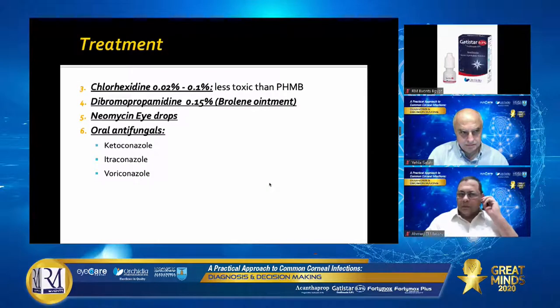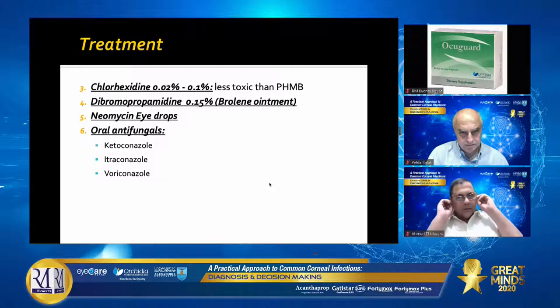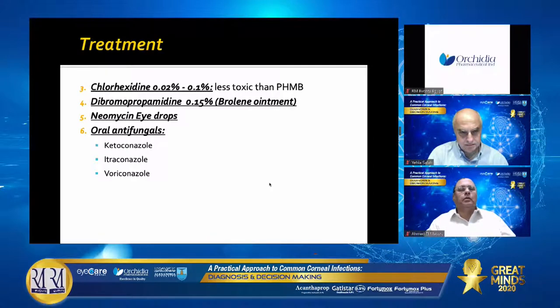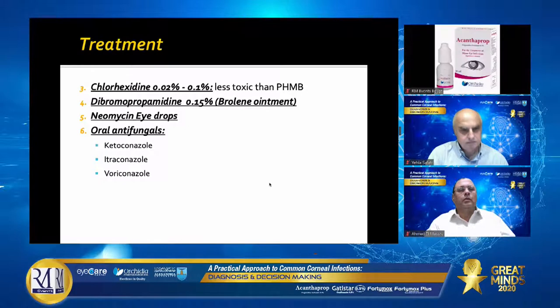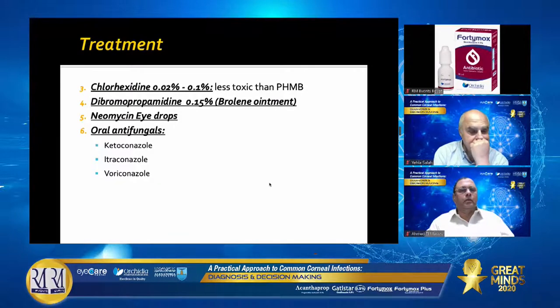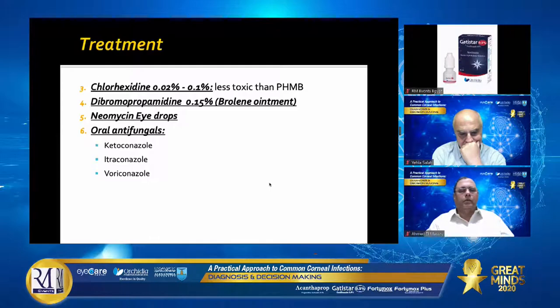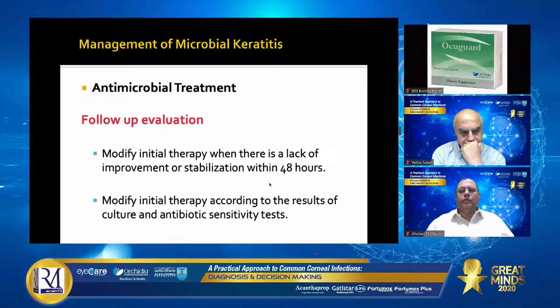Other anti-amoebic drugs: chlorhexidine is very effective, it is also cysticidal and trophocidal, and it has to be prepared. It is less toxic than PHMB. You can give neomycin eye drops, but it's very weak. Oral antifungals can be given.